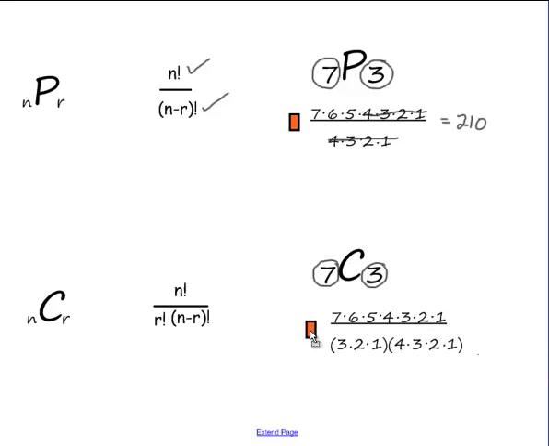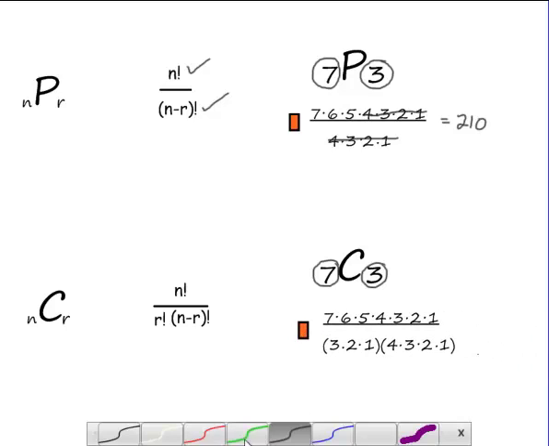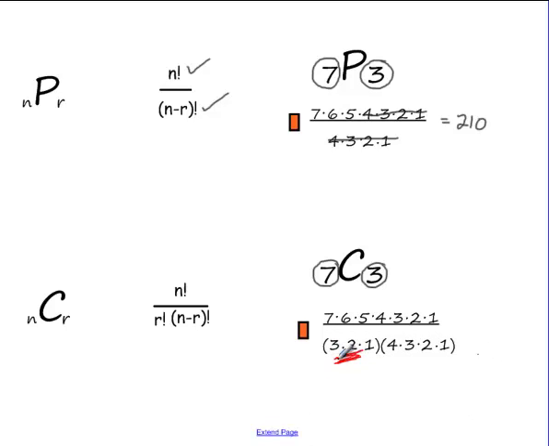It looks almost the same, except it's got this little extra part right here. And that's because a combination will divide out what it deems the same. So in other words, for a permutation, let's say we had the letters A, B, C. And then we mixed them up and wrote B, A, C. And then C, A, B. A permutation would look at all of these as different because order matters.